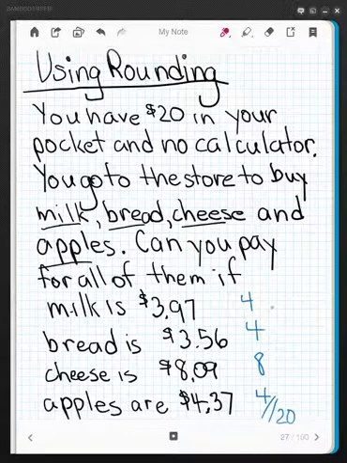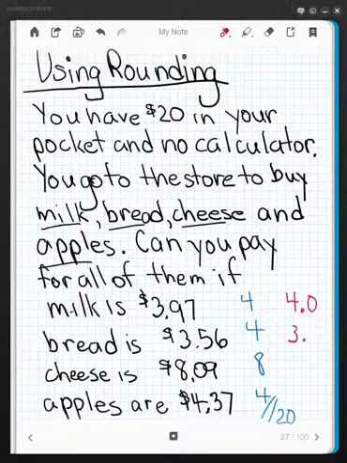But isn't 50 cents fairly easy to keep track of because they're fives, and 5 plus 5 is 10, and 10 plus 5 is 15, and so on and so forth, right? So we get nice numbers to keep track of in our head. So let's keep that in mind and round these to the nearest 50 cents, which, remember, is either going to be 50 cents or dollars. So $3.97, what would you round that to? Right, that would be 4.0. And $3.56, I would say that's 3.5, right, to the nearest 50 cents.